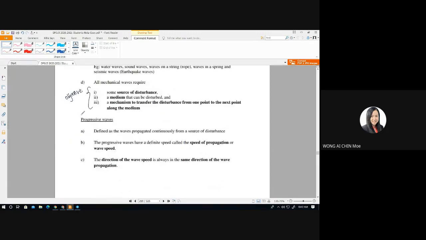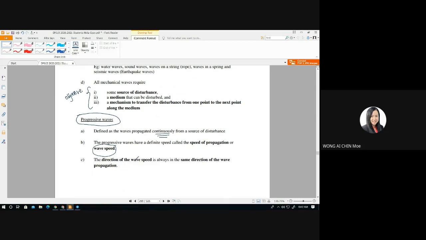Okay, so the first one, progressive wave. Progressive wave means the wave that can move, boleh bergerak. Okay, so it is defined as the wave that propagates continuously from the source of disturbance, dia akan bergerak. So the progressive wave has a definite speed. We call it speed of propagation, or we call it wave speed. Okay, so the direction of wave speed is always the same as the direction of the wave propagation.